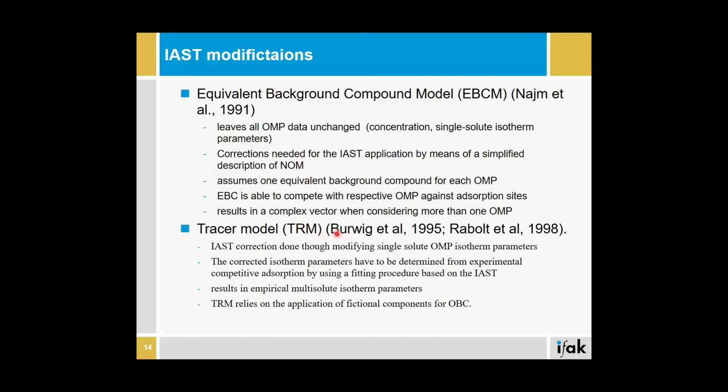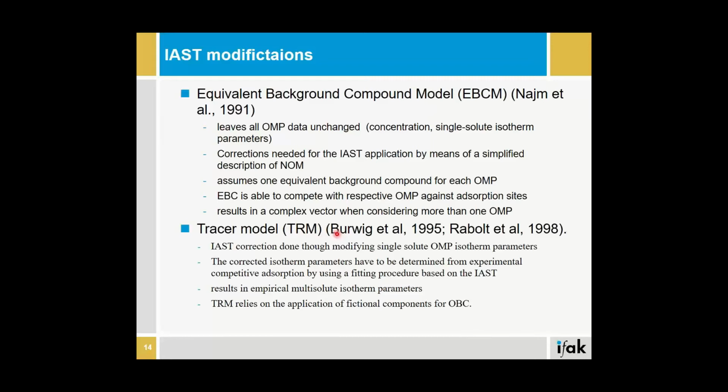organic matter. So for each micropollutant, it assumes that there is one equivalent background compound that is able to compete with this respective micropollutant. However, this method results in a complex factor because, for example, if I have 10 micropollutants or 20 micropollutants in my wastewater, then I will have 20 equivalent background compounds. On the other hand, the tracer model does the correction for EAST by modifying single solute organic micropollutant isotherm parameters, and the corrected parameters are usually determined from experimental competitive adsorption.